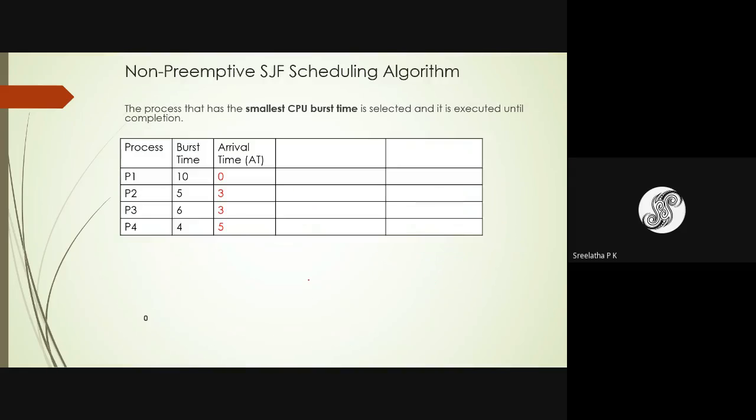Next, we'll see one more problem and check. If you have any doubt, you can ask me after seeing this problem. Okay, here arrival time is given. Now we are doing the same non-preemptive SJF.